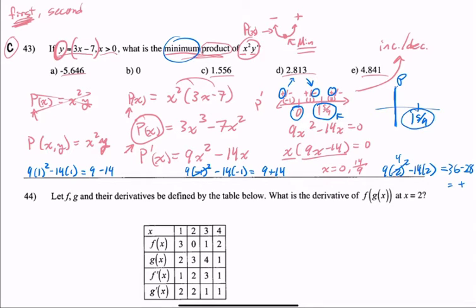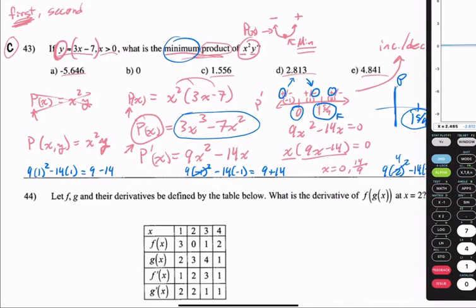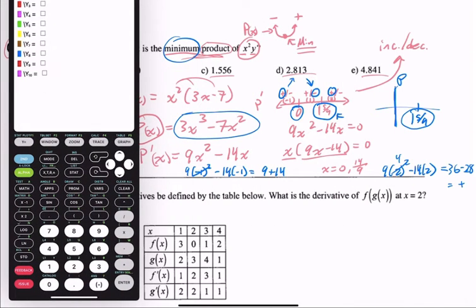You could take this and plug it back into the original function to find out what that minimum value is, or we can use a graphing calculator. I want to use a graphing calculator because who wants to raise 1 and 5/9 to the third power and the second power? I don't want to do that. So let's go ahead and bust out our calculator. Now, I'm going to kind of cheat here. It's actually not cheating, it's just smart calculator use.